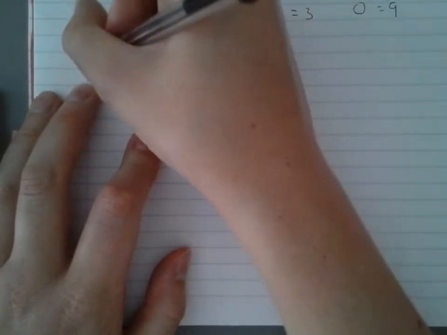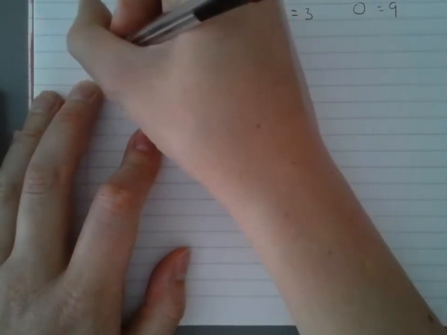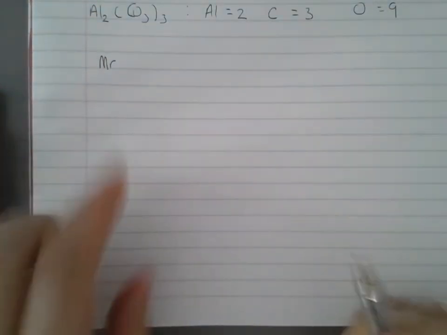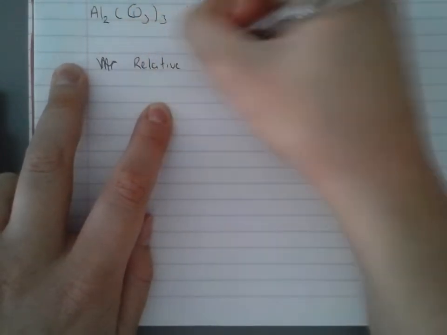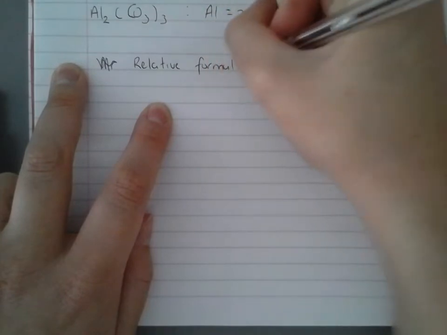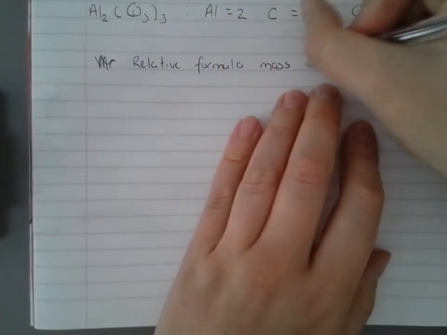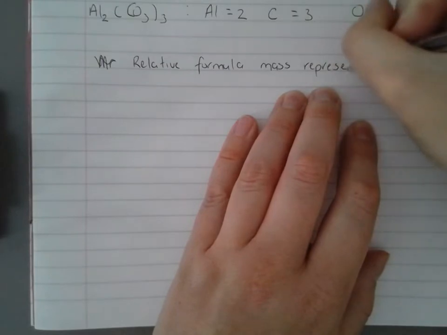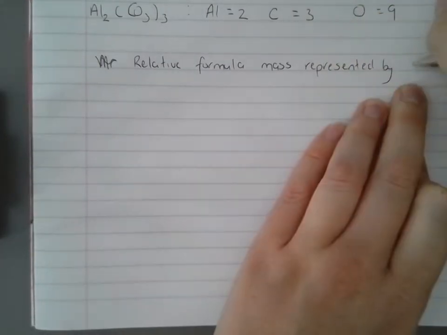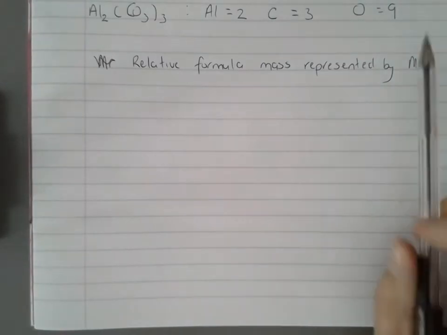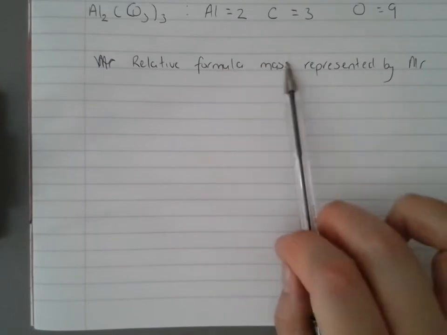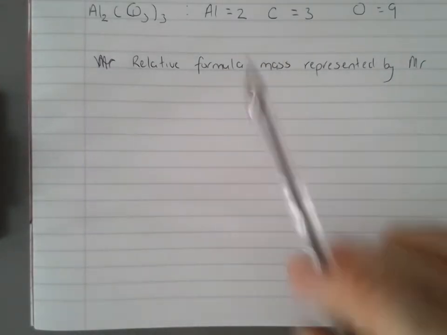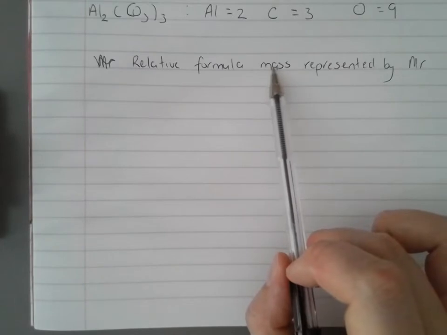Okay, so to look at relative formula mass, I'm going to use the symbol for relative formula mass, which is capital M followed by, actually I'm going to write out, I'm going to write relative formula mass is represented by this little symbol. And from now on in notes, I'm always going to use this little symbol to represent relative formula mass. Okay, and you can kind of get it from the name what exactly you are going to be doing.